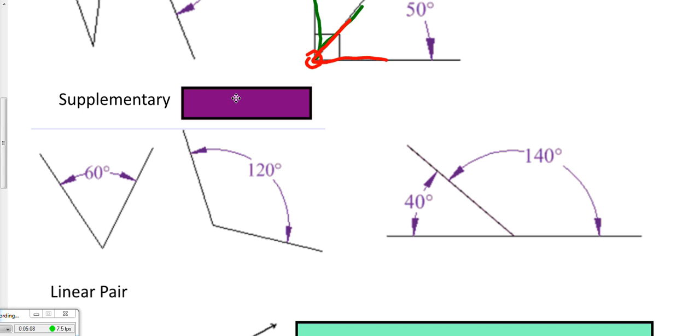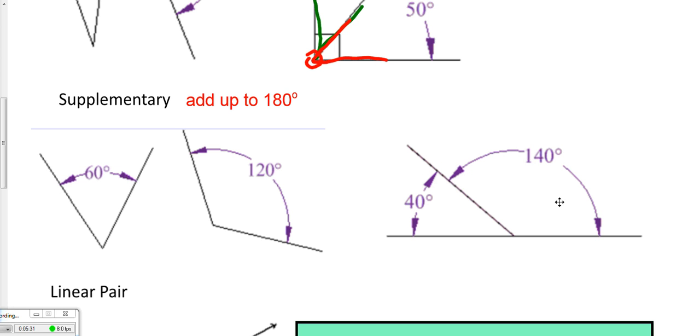Supplementary. It's very similar to complementary. It means they add up to 180 degrees. So again, here's a pair that aren't touching. They are not adjacent to each other, but 60 plus 120 adds up to 180. So these would be supplementary even though they don't touch.